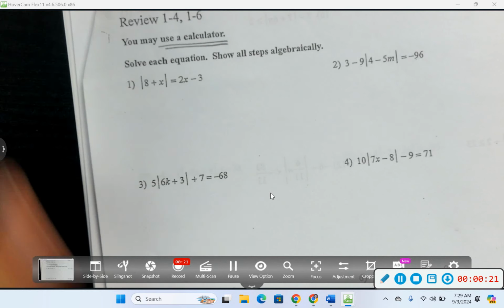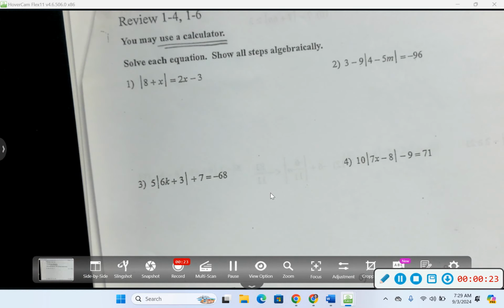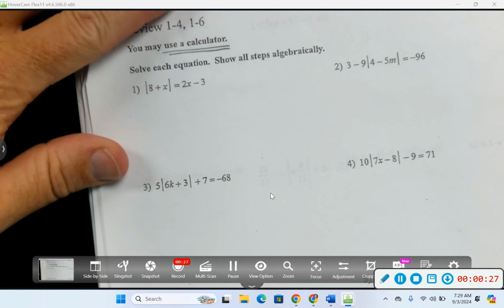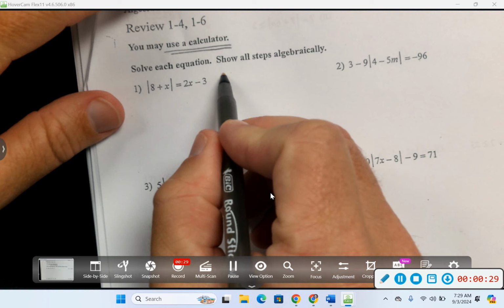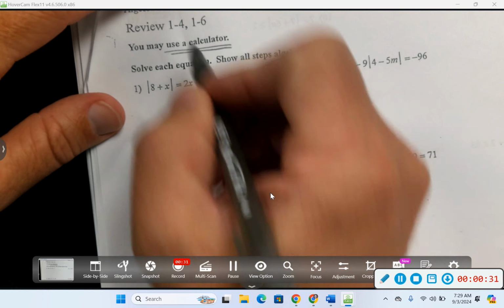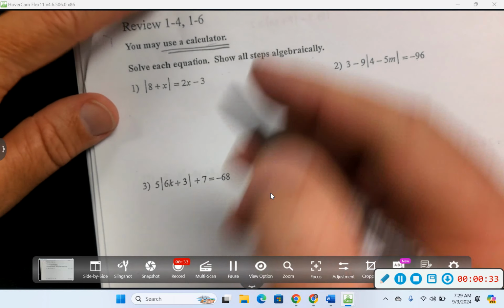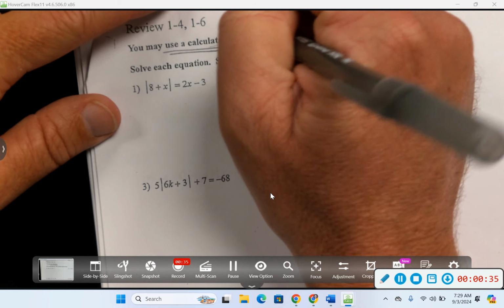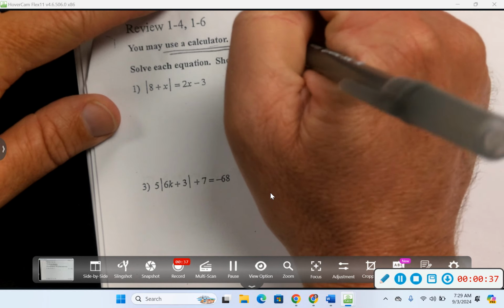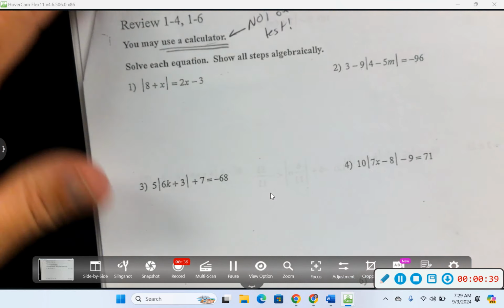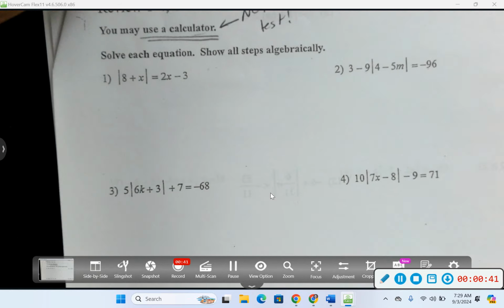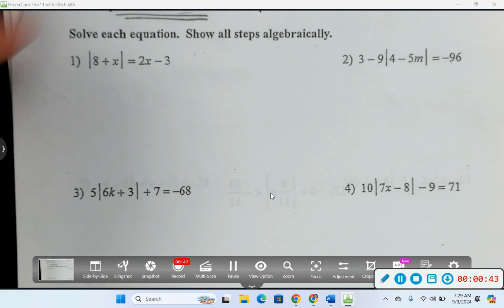And even though I'm recording, stop me if I do something quick or wrong, ask me questions if you need something. Solve each equation, show all steps algebraically. It says you can use the calculator on the review, but not on the test. So, it's fine if you're checking or working, but make sure you can do them without the calculator.